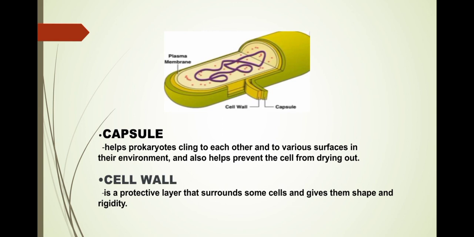And the other part of the prokaryotic cell is the cell wall. When we say cell wall, it is a protective layer that surrounds some cells and gives them shape and rigidity.